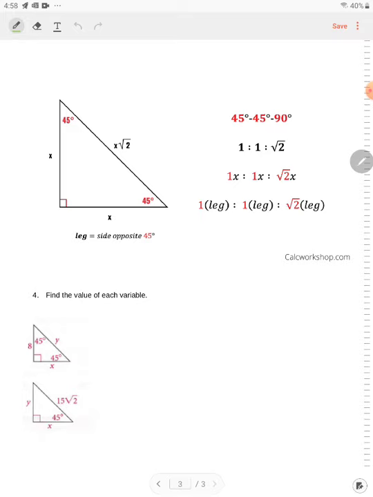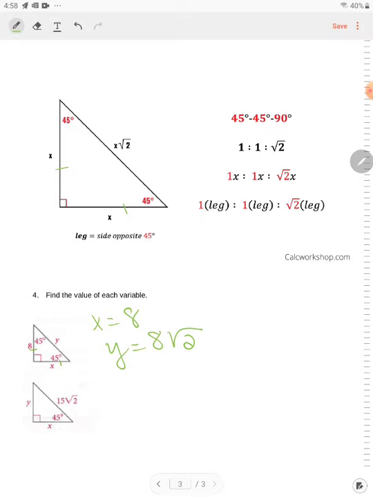Then we have the 45-45 triangle. Notice these sides are equal, making it isosceles. And the two sides that make up the right angle are the same length, so they're expressed as x. The hypotenuse is x square roots of 2. So looking here in number 4, I know that these sides are equal. So x is equal to 8, and then y is equal to 8 square root of 2.